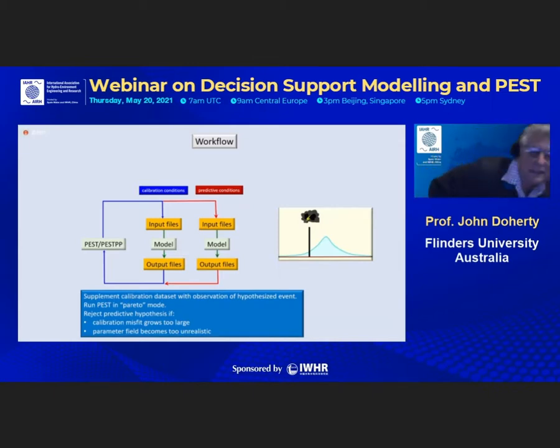Let's entertain the possibility, just for a fleeting second, that we're scientists, and as scientists, we're going to test hypotheses. That's what scientists do. Let's say, can we reject the hypothesis that this bad thing will happen? How can we do that with a model? How can we make a model into a scientific instrument?